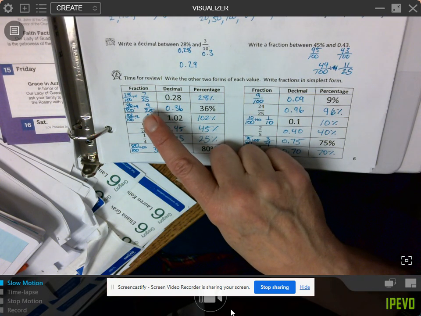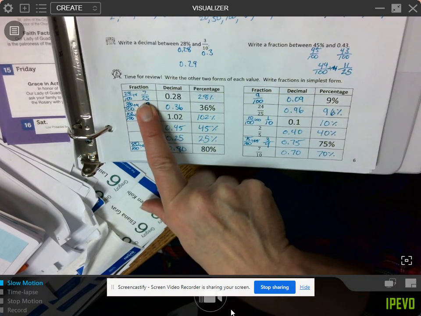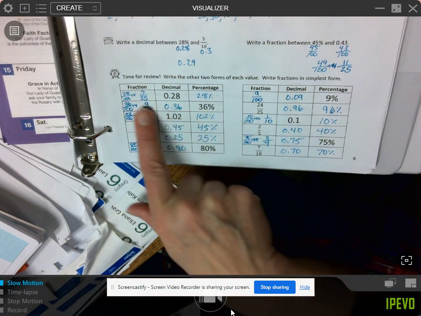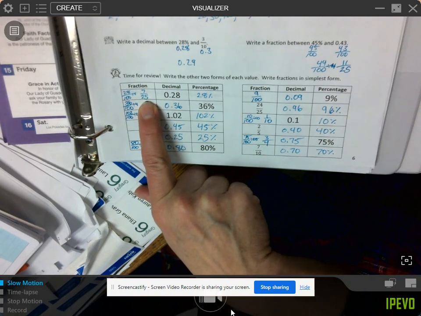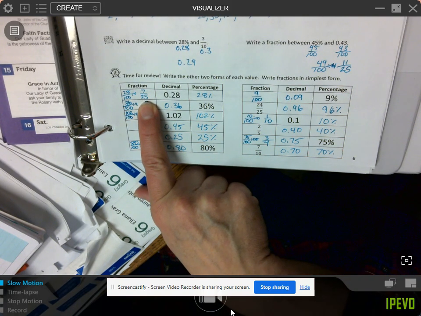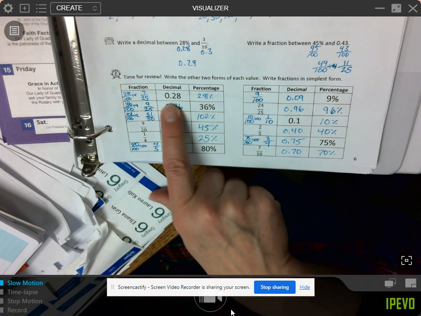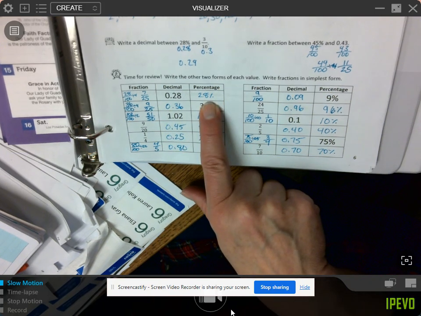Now, filling in, reviewing how we convert from fractions, decimals, and percentages. So this one, our fractions have to be simplified. If you did not simplify your fraction, it is wrong. On the test, we have to simplify these fractions when we're converting. So we have 7/25 with 0.28 and 28%.